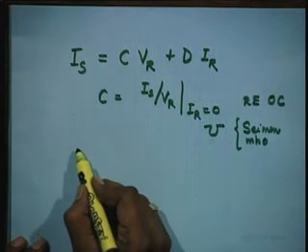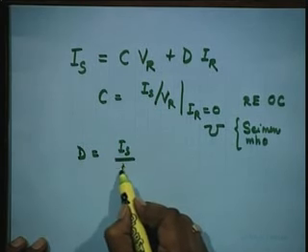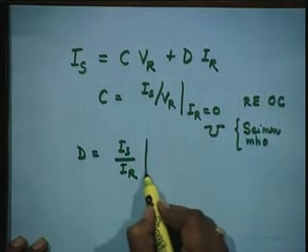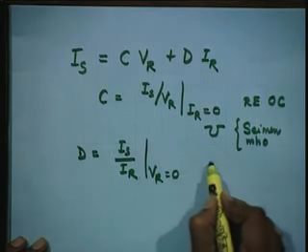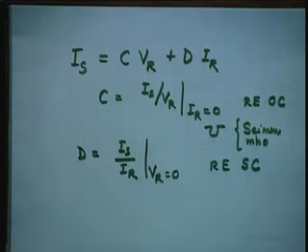And finally, the value of D is Is over IR with VR equal to 0, receiving end short circuit. Please understand, the value of D is again dimensionless, current upon current. And in fact, these currents are very nearly equal. If you consider the short line model, there is no shunt parameter, it is a series circuit. So, whatever is Is is equal to IR. So, D becomes 1. A also becomes 1.